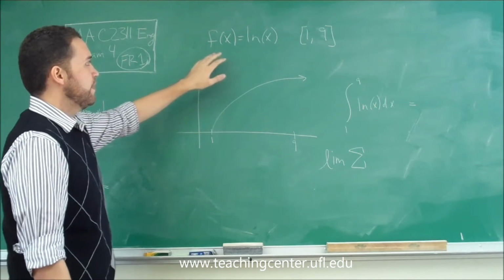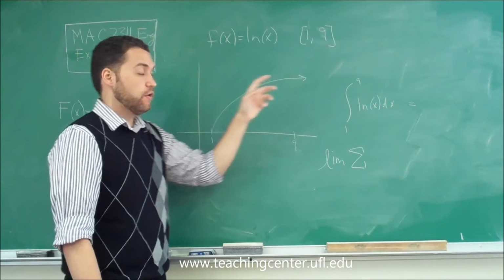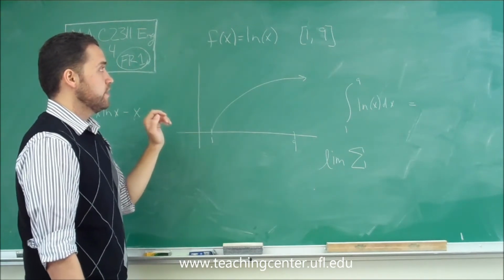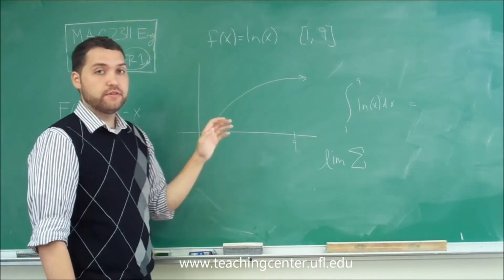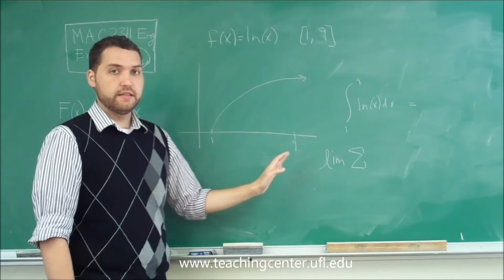They start off by giving you this function, ln of x, and they give you the interval 1 to 9. They even give you the graph of the function here. The very first part is they want you to use left endpoints and use 4 subintervals to approximate the area from 1 to 9.